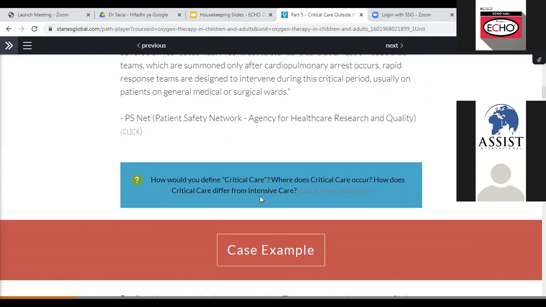It says, how would you define critical care? Nadhani sasa hiyo tumeshajua. How does critical care occur? Then where does critical care occur? Then how does critical care differ from intensive care? Naomba kama kuna mtu ana respond yoyote kati ya maswali, you just write anything on the chat, then tuta discuss kwa kifupi. If you have any response kwenye hayo maswali, where does critical care occur? Then how does critical care differ from intensive care?